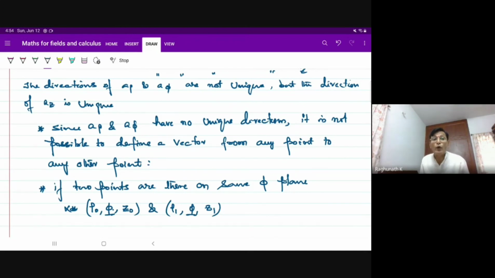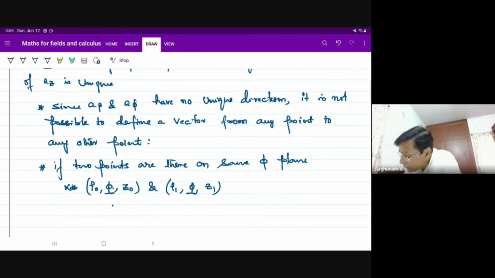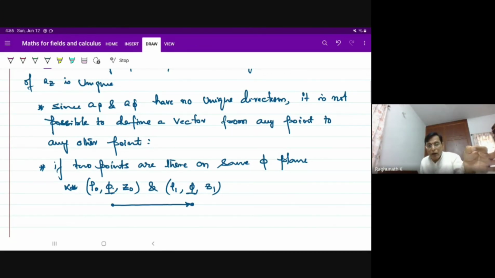If I want to go from rho naught, phi, z naught to rho 1, phi, z1, what is the vector from this point to this point? I will travel only from rho naught to rho 1 at z naught. At height z naught, on the phi plane, phi is equal to phi, I will produce rho 1 minus rho naught a rho, plus the mutually perpendicular direction now.